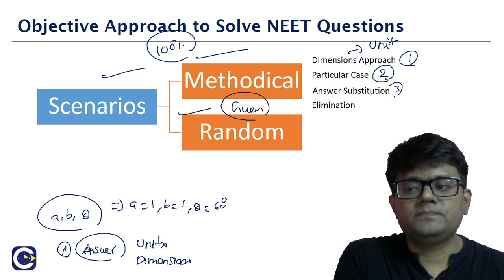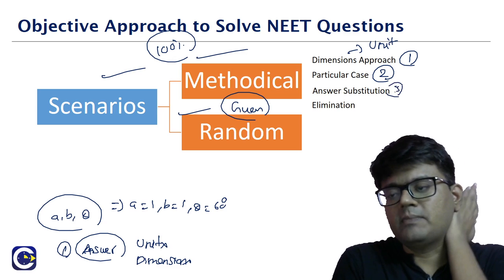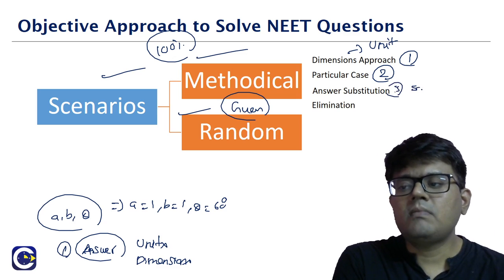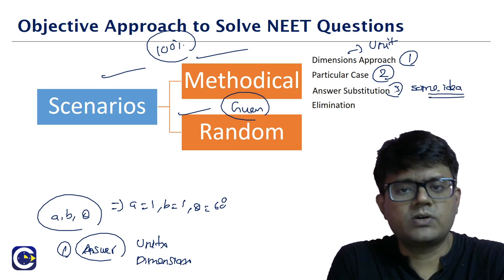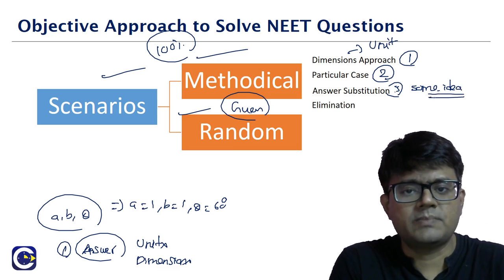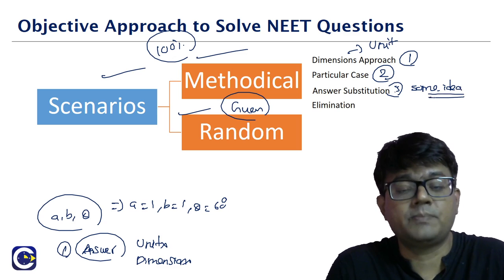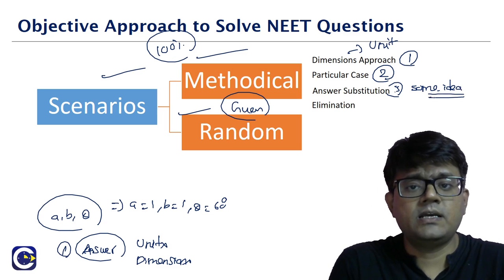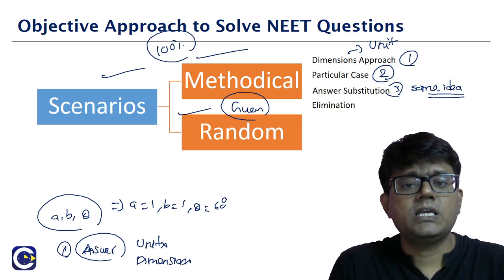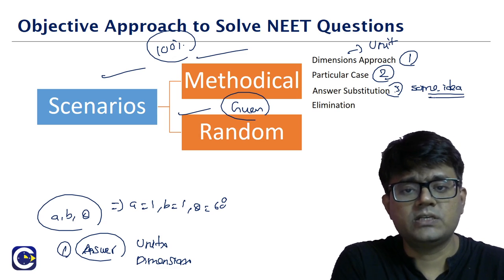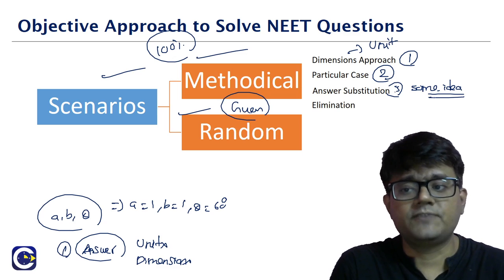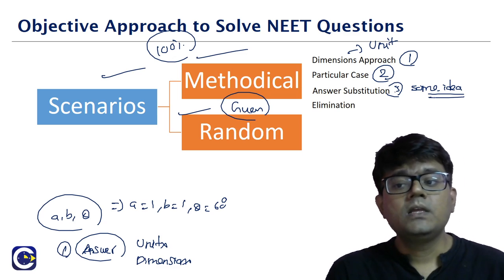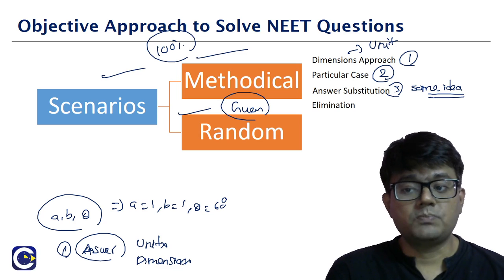Third is answer substitution. Here we should have some idea about the question, or the related formula or concept. We should have some knowledge. With 4 answers given, we will just substitute them into the given formula or relation. Whichever satisfies it is the correct answer. That is the third approach, the answer substitution approach.